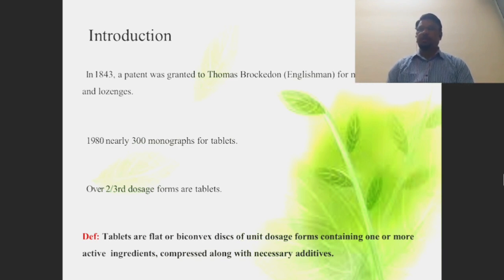So what is a tablet? A tablet is a flat biconvex disc of unit dosage form containing one or more active ingredients, which is compressed along with the necessary additives. It is concave in shape. It is a disc containing one or more excipients along with the active ingredient. The active ingredient, which we call the drug, the active moiety, is compressed in a tablet compression machine with the necessary additives and excipients.